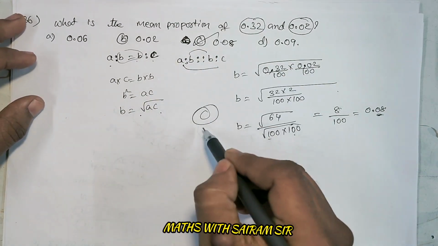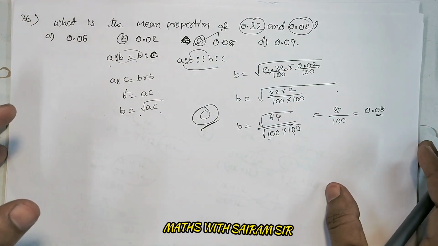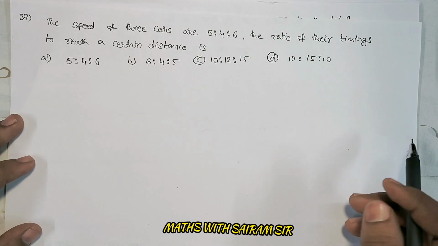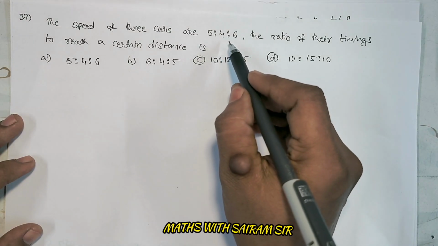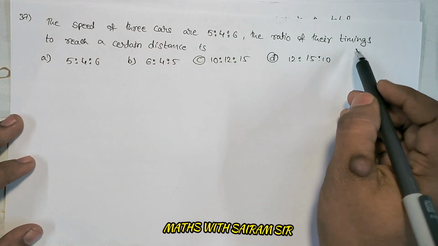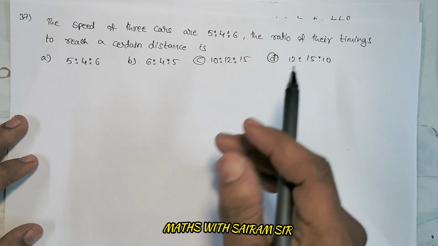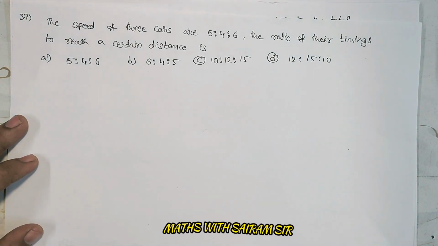0.08. That is option C, the correct answer in this case. Okay, now let us see the next question. The speeds of three cars are in the ratio 5:4:6. The ratio of their times to reach a certain distance is? Okay, what is given?